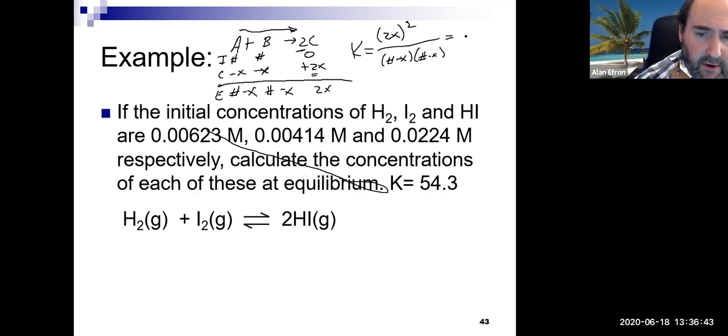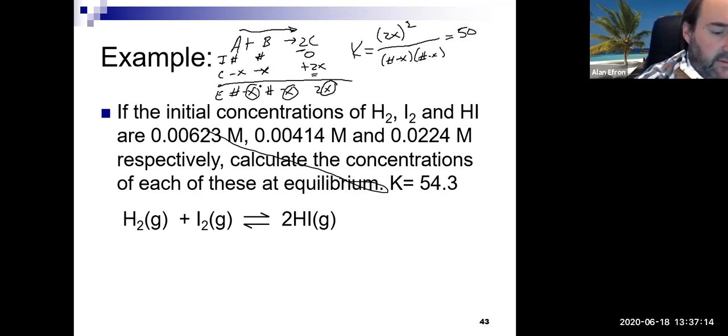Usually you are given the value of K, so we'll just call it 50. At this point, we've seen a couple of different ways to solve these problems. We had a perfect square in one situation. You could use the quadratic formula to solve it, but essentially what we're going to do is put those values in and solve for X. When we solve for X, that represents the change part, and that's important because that X value will be all of the X values all the way across our table.